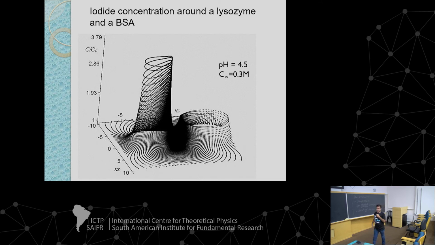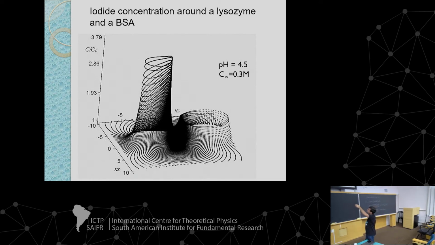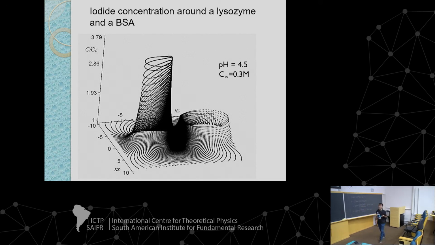This is exactly for lysozyme and BSA. So this is BSA, this is lysozyme. The pH is 4.5. And remembering the isoelectric point of both proteins, we can remind that lysozyme is more positive than BSA in this case because its pI is around 11.2. So we have a higher concentration of iodide around lysozyme than around BSA. But in this case, both are positively charged.